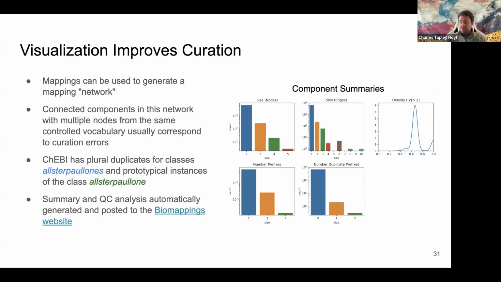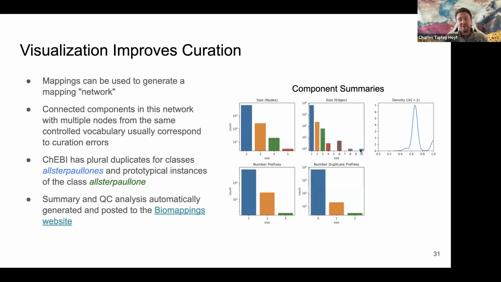Okay. So given that we've got all this stuff, this O3 thing going on with open code, open data, open infrastructure, we have the benefit that we can use all this continuous integration infrastructure for quality assurance testing, for generating summaries, for generating quality control analyses. So it's really useful to generate charts like this. This one just shows the size of all the components in the mapping network that gets induced by all the Biomappings content.